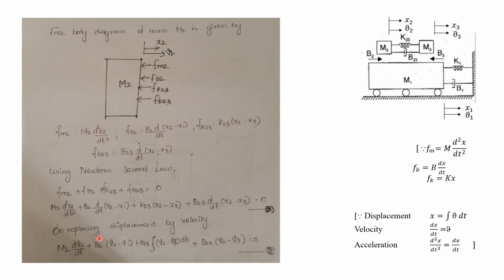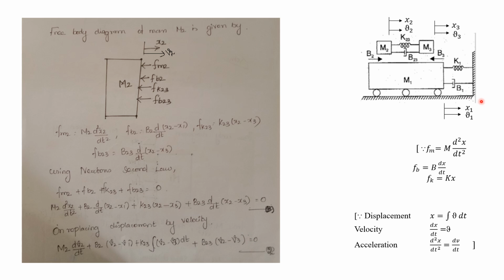Then what about the second term, b2 into dx2 by dt, that is nothing but v2, minus dx1 by dt, that is nothing but v1. Then the third element is k23 into, what about x in terms of v, that is x will be equal to integral v dt. So x2 minus x3 will be integral of v2 minus v3 dt. Okay, now b23 into dx2 divided by dt, that is nothing but v2, minus dx3 divided by dt, that is nothing but v3. Okay, this is equal to 0. Now this is equation number 2.